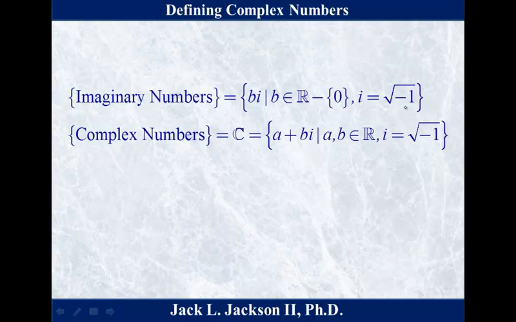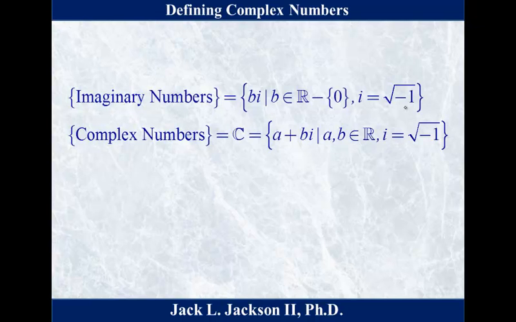So we can define a couple of sets of numbers based with this number i. The imaginary numbers are the numbers of the form b times i, where b is a real number that's not 0, and i, again, is this principal square root of -1. So imaginary numbers would be numbers like 3i, pi i, square root of 2 times i, -4 times i, or just i. Not 0i, because 0 times anything is 0, which is a real number.